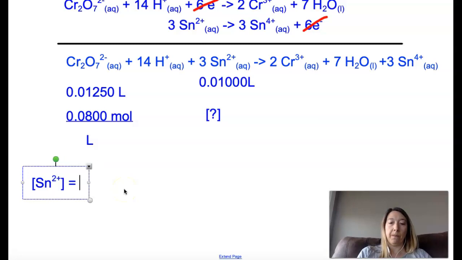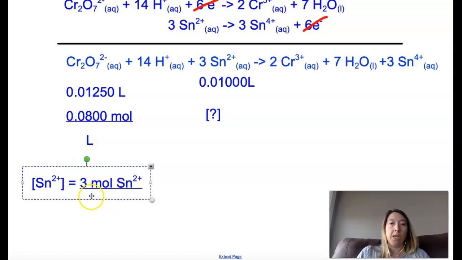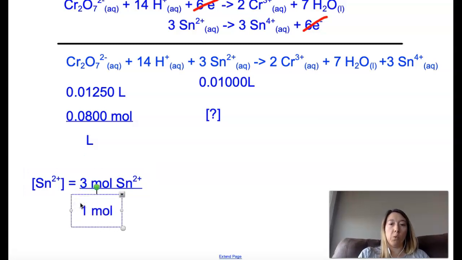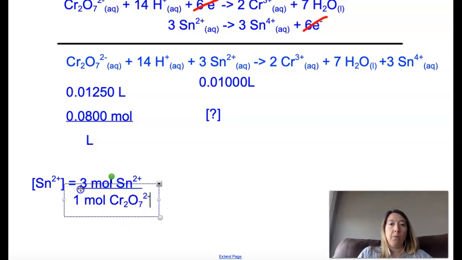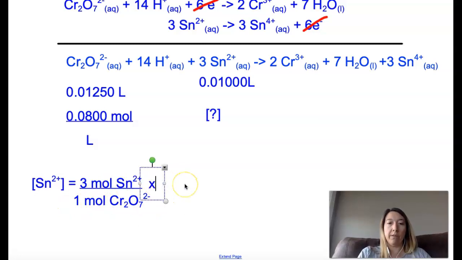so we can start with our ratio. So we can say 3 moles of Sn2+, and we can put that over 1 mole of that dichromate. Okay, we need to eliminate the unit moles of dichromate, right, because that's not actually in our thing, so we can times by the concentration.